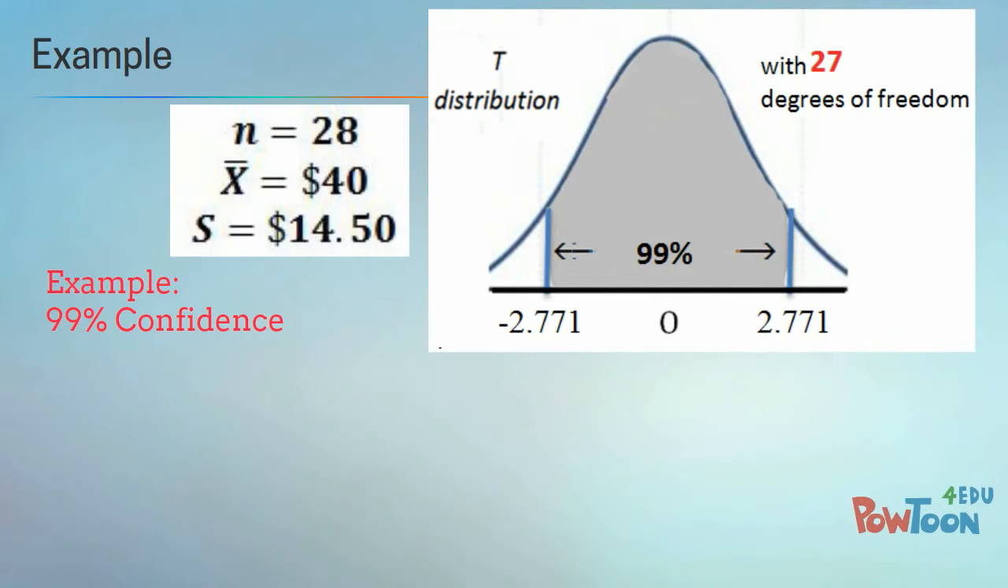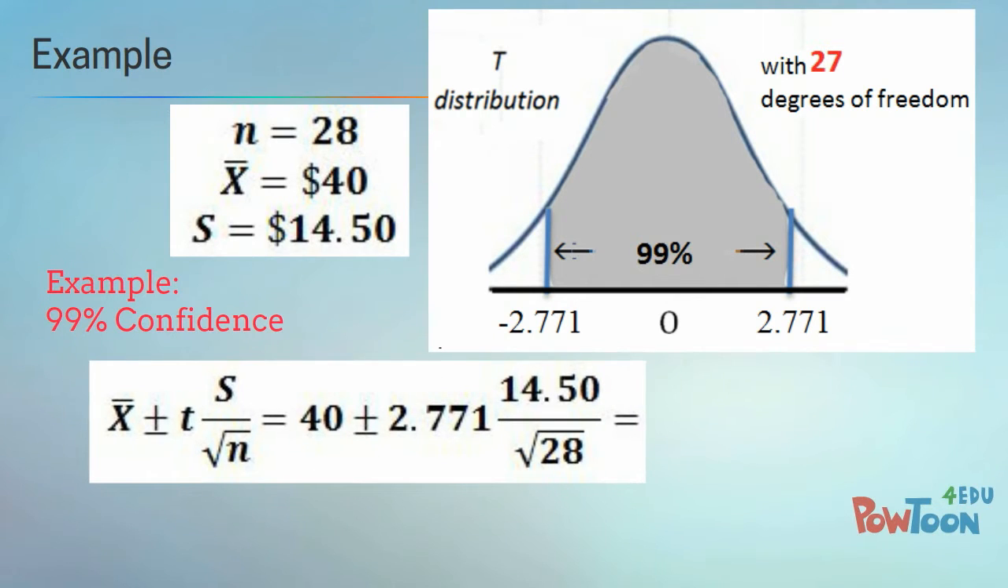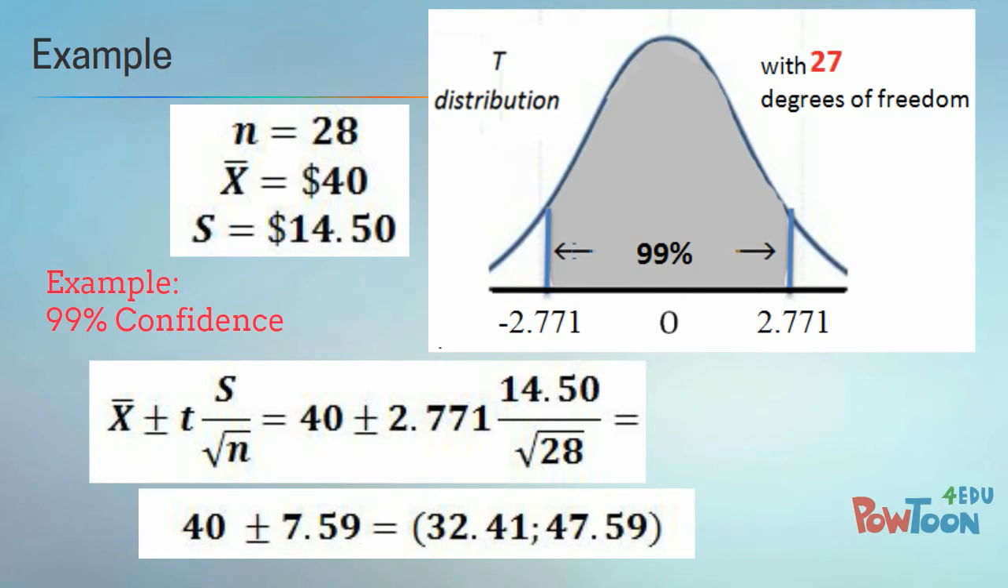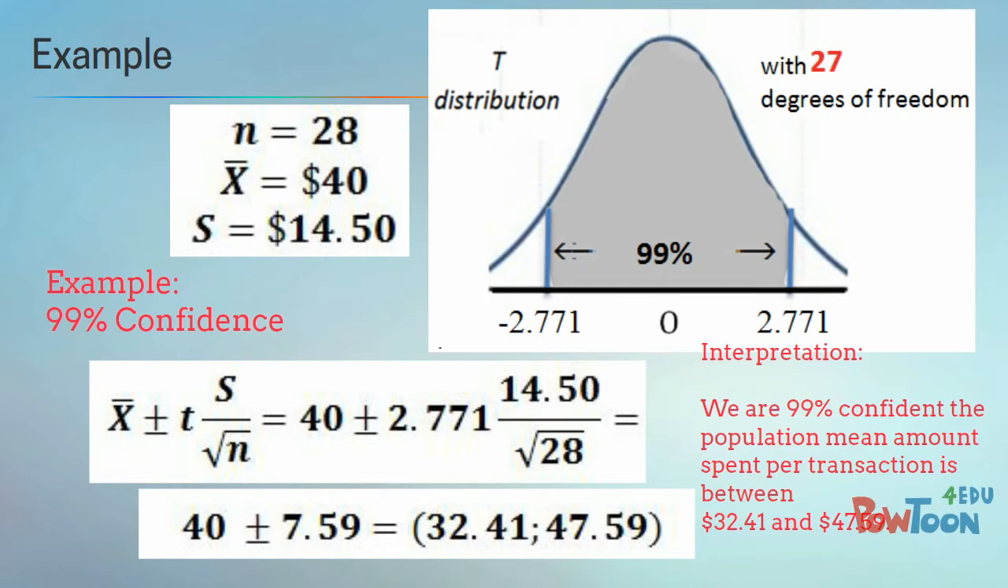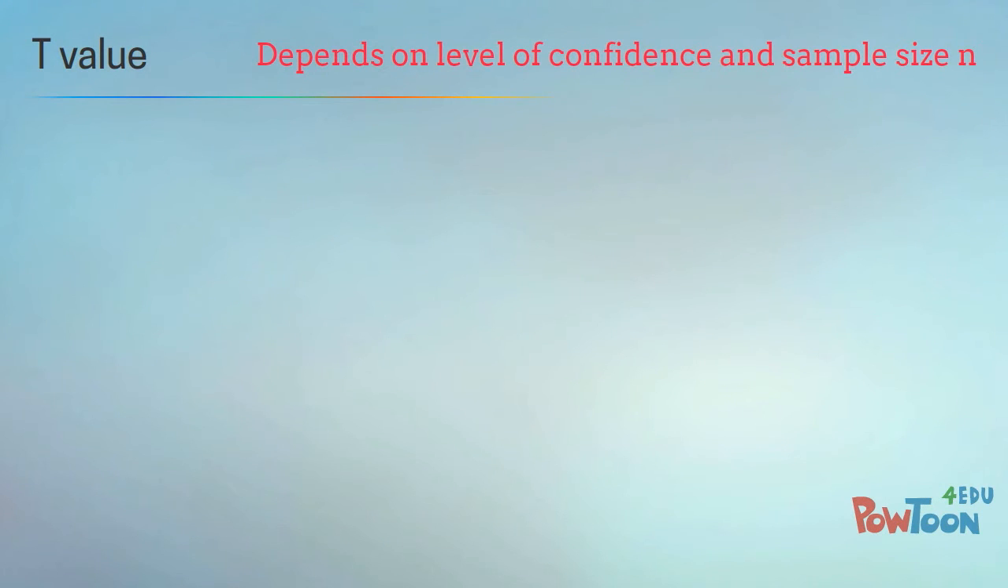In this case, the confidence interval for the population mean mu would be x bar plus or minus t times S over the square root of n, which equals 40 plus or minus 2.771 times 14.50 divided by the square root of 28, which equals 40 plus or minus 7.59, which gives us an interval of 32.41 to 47.59. Thus, we are 99% confident that the population mean amount spent per transaction is between about $32.41 and $47.59. Note that the t depends on both the level of confidence and the sample size n, since it is always based on a t with n-1 degrees of freedom.